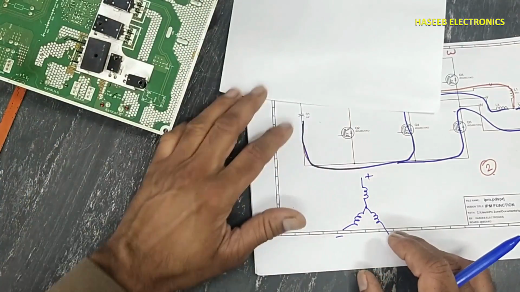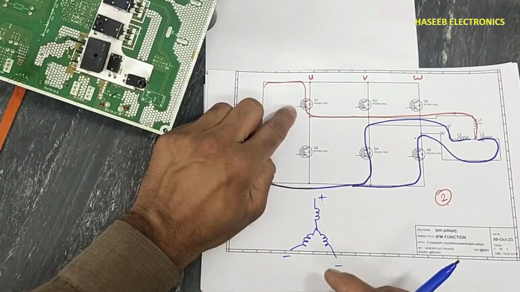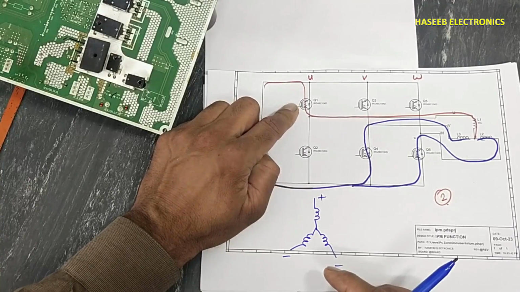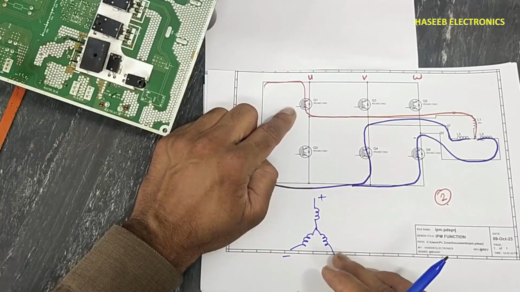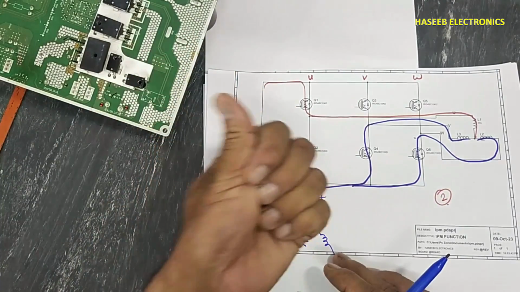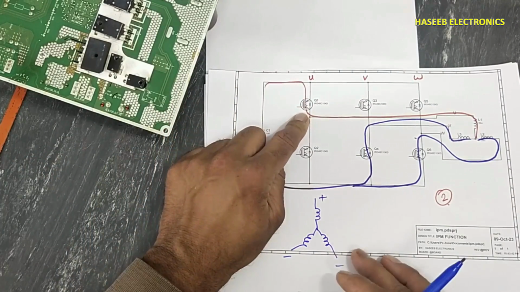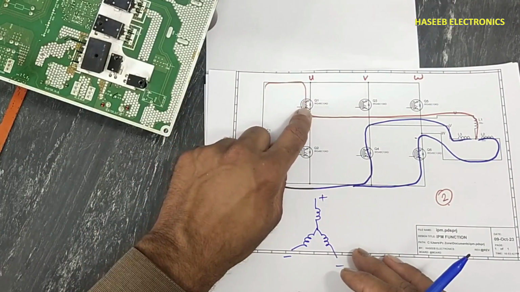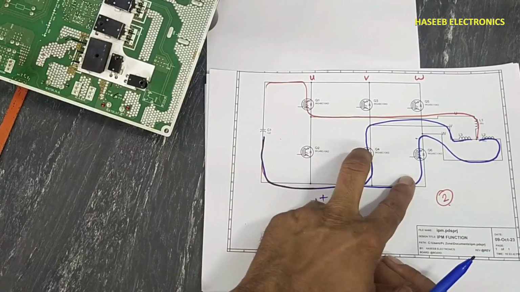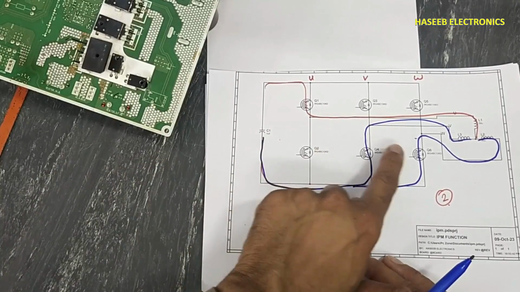What will happen if any one signal is missing? For example, one line is missing. This IGBT is not turning on for any reason: if the gate driver is bad, if the gate drive signal is not reaching from the microcontroller, or if the IGBT is bad. What will happen now? It will not provide positive voltage. These two IGBTs are good. These two signals are good. This IGBT is turning on, this is turning on.